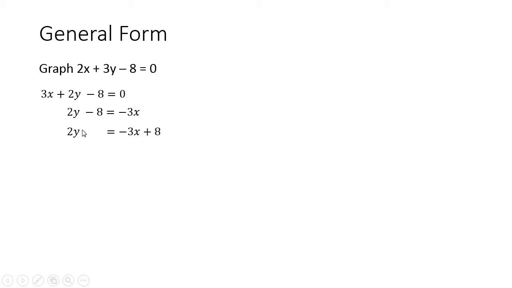And then finally, we need to get rid of that 2. We need y by itself, so divide both sides of the equation by 2. So we got rid of it on the left-hand side. And we have negative 3 over 2x on the right-hand side, plus 8 divided by 2. And of course, 8 over 2 is just a 4. So now we have it in slope-intercept form.